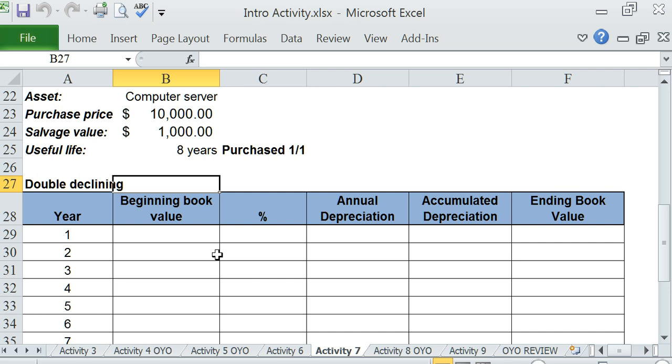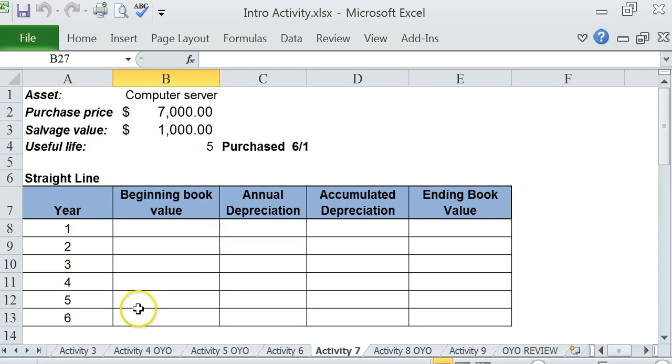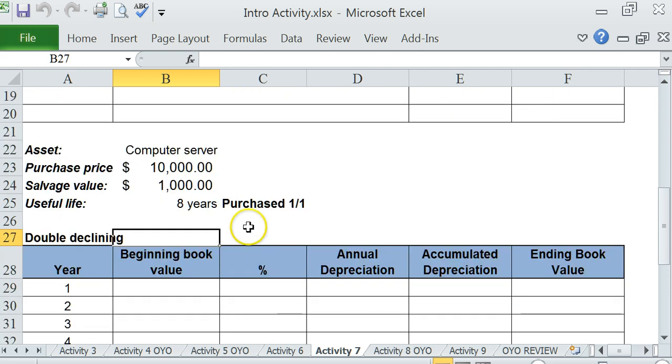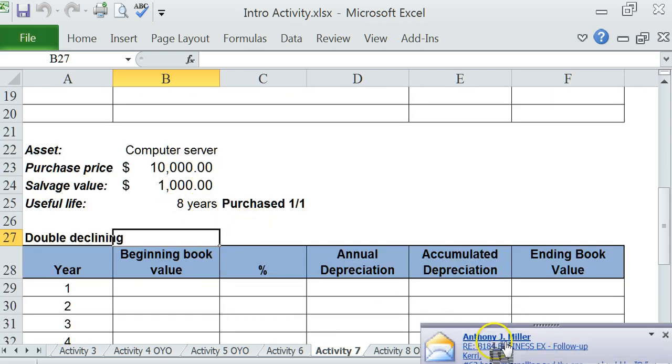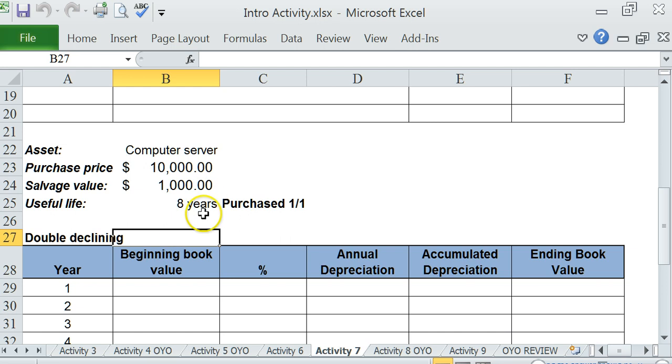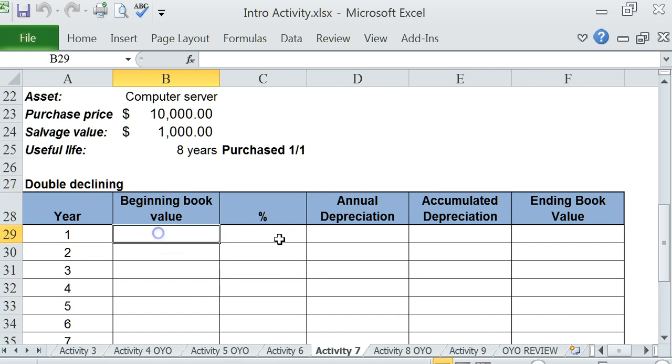So here's how you calculate it. If you'll notice on the screen, I have activity 7, and it's actually the bottom of what you did previously. In my previous video, you had to do partial year depreciation. If you scroll down, we have a computer server for $10,000. It's going to decrease to $1,000 over the course of 8 years. All right, so here's how you calculate this. Basically, you're going to need a table in order to do this. There's no quick, easy math like in straight line depreciation.